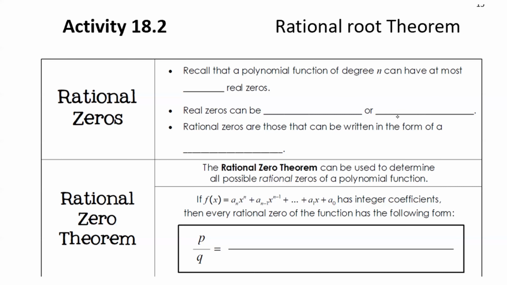Okay, today we are learning the rational root theorem. And we have to recall that a polynomial with degree n can have at most n real zeros. The zeros can be rational or irrational.